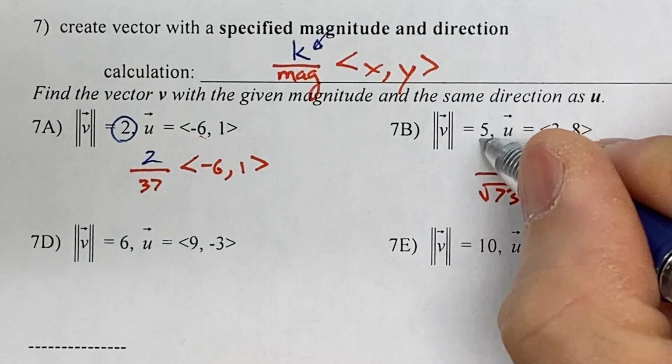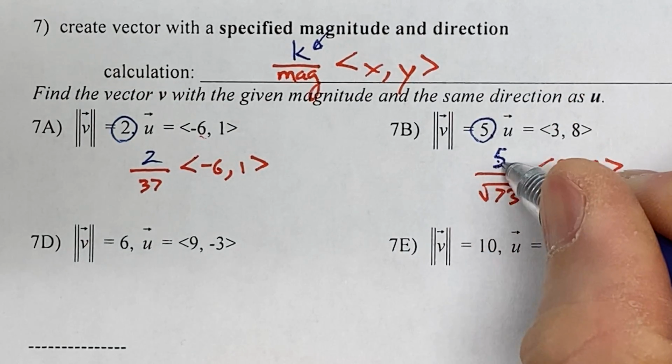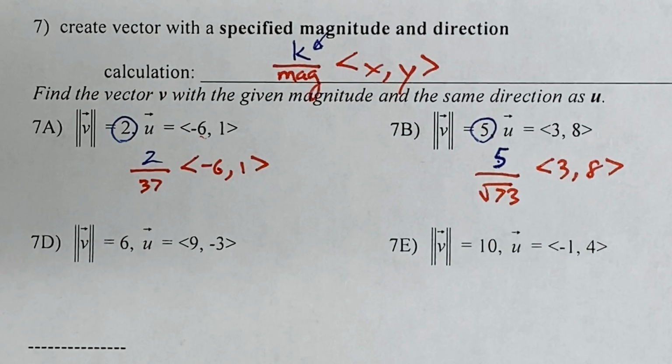But now I don't want it to be 1, I want it to be 5. So literally all I have to do is change that to 5. So 99% the same thing as unit vectors.